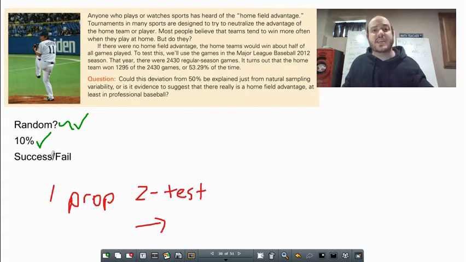Now, in terms of the success fail condition, this is actually going to be really easy to hit. Because our numbers are so high, when you multiply them by your probability of success, which is going to be 0.50 for success and 0.50 for failure as well, it's going to pretty easily be above 10 because our numbers in there are just so huge.